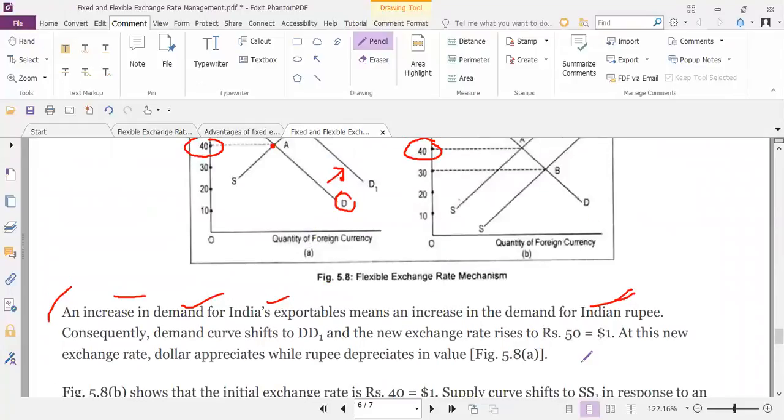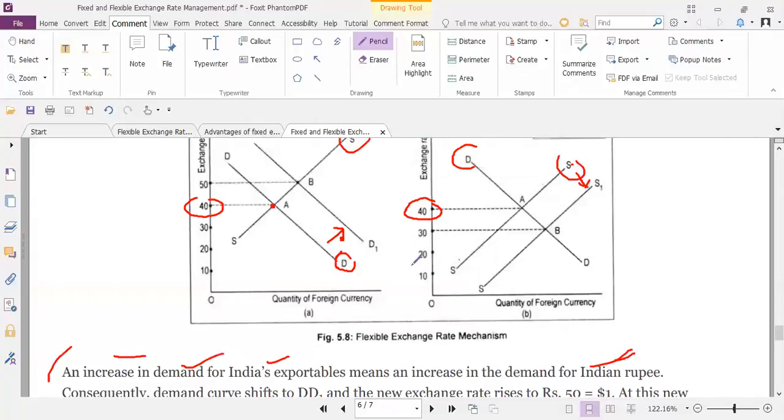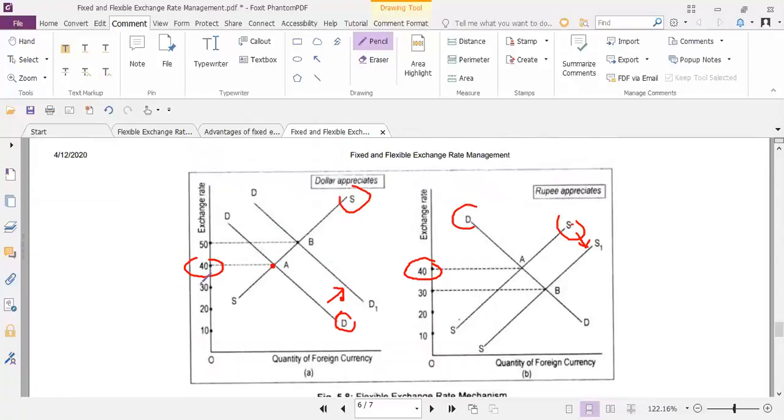And the new exchange rate will rise here to rupees 50. So the demand curve is shifting here when our goods are demanded more in the international market. You can see the demand is increasing. That means an upward movement in the demand curve, and the exchange rate will also change here to 50 rupees.